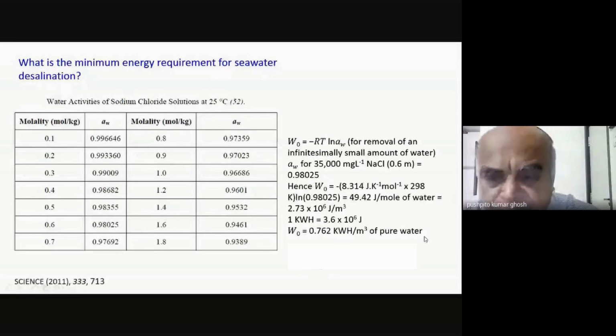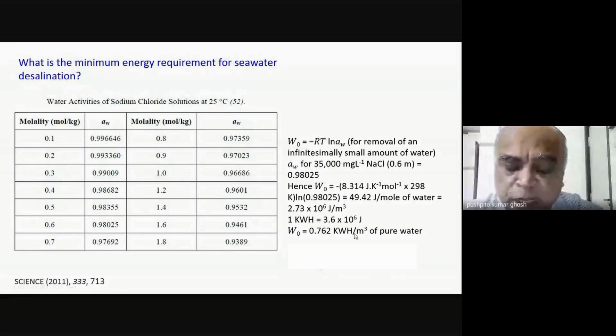Now remember this number. This is a very important number, because this is the theoretical lower limit of work. You cannot desalinate seawater and get pure water for anything less than this value. It's not possible, because we are talking about the extreme end of isothermal reversible conditions.